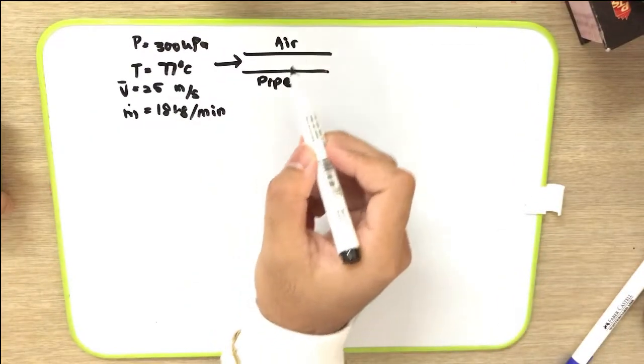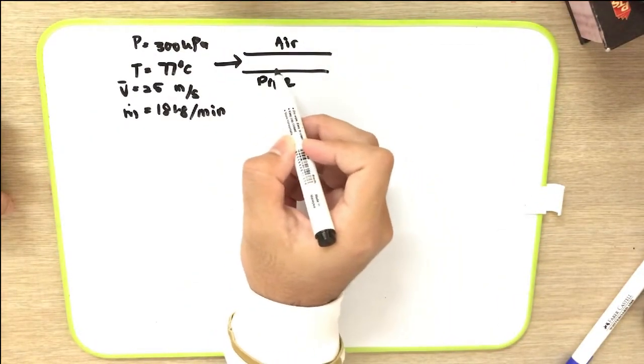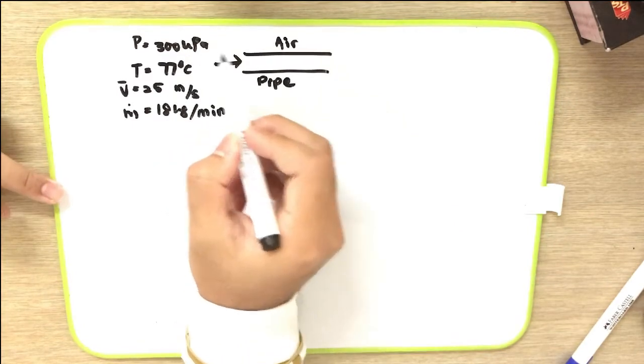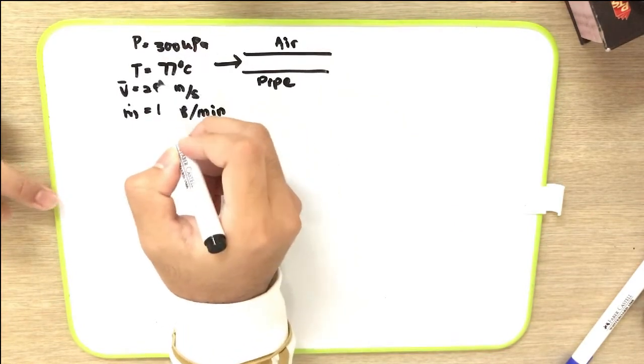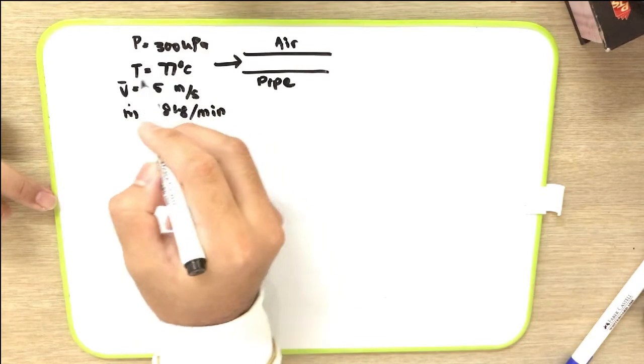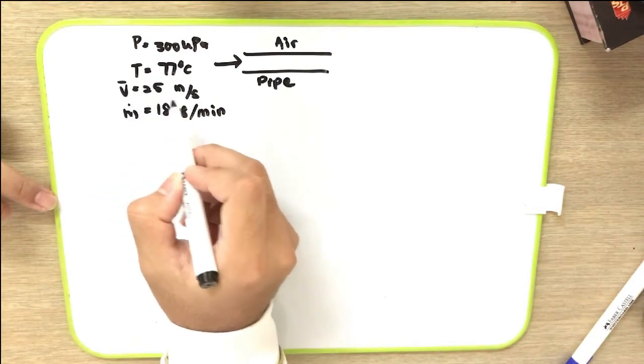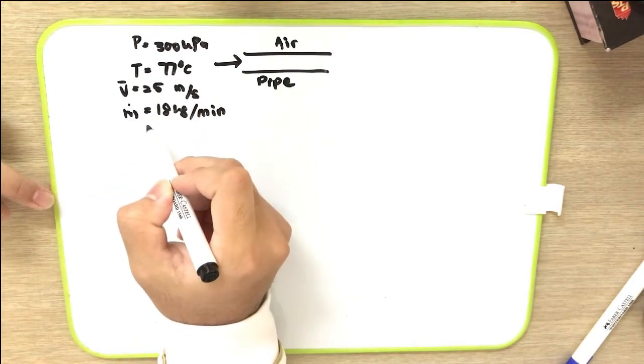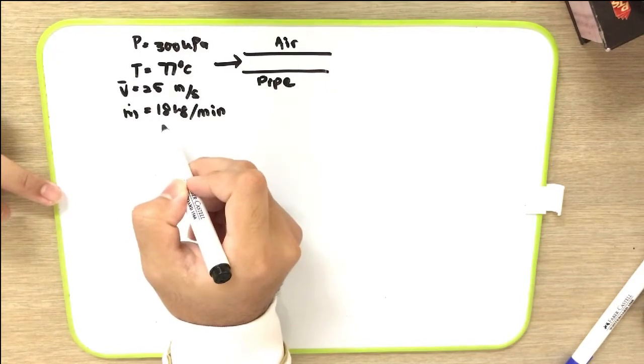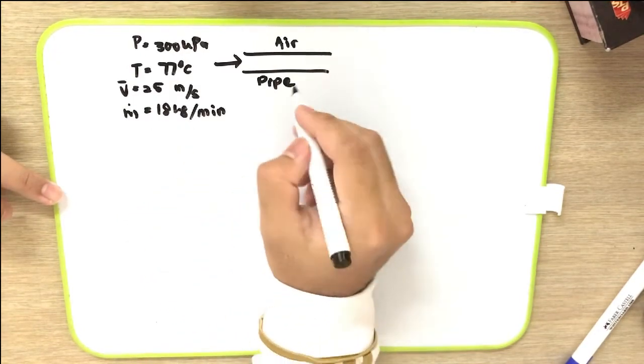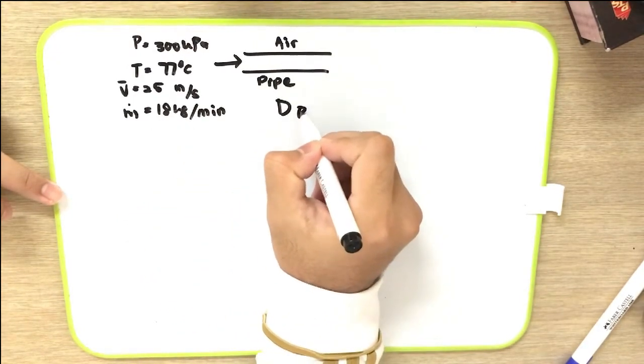In this question, you have air that will flow steadily through a pipe. The pressure of the air is 300 kilopascal, temperature is 77 degrees C. The velocity here is 25 meter per second and the mass flow rate here is 18 kilogram per minute. So we need to find the diameter of the pipe.